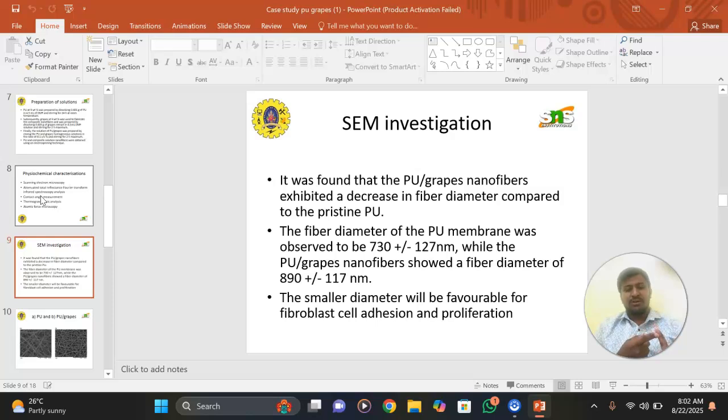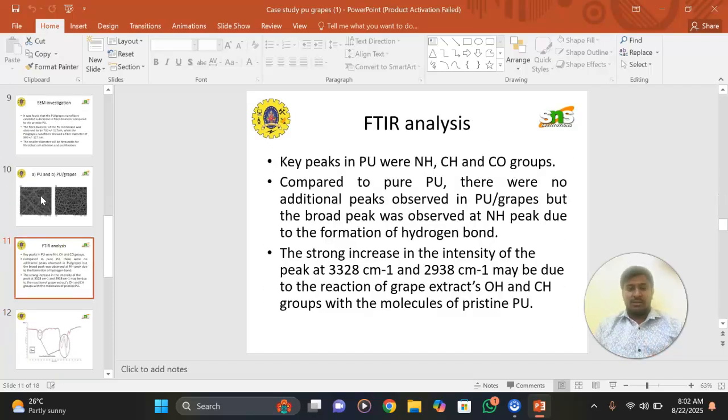PU showed a fiber diameter of 890 nm. PU grapes showed a fiber diameter of 730 nm. It was clearly shown in the literature that a smaller diameter is favorable for new tissue growth. Next, FTIR analysis.